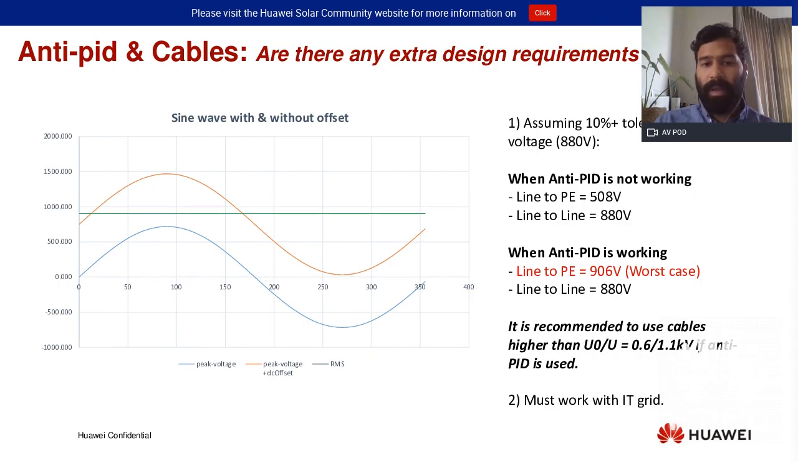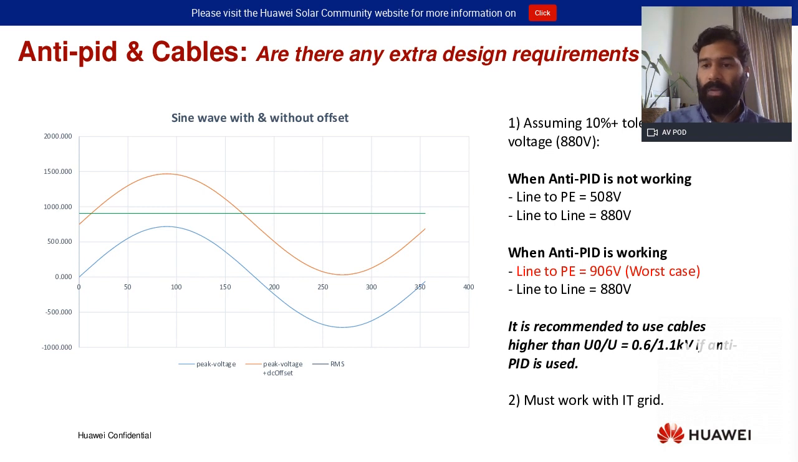But there are some design considerations if you do decide to use our AntiPID solution. The first one is that, as I was saying, we increase the AC voltage on the ground side, on the neutral. So you have an example here. Under normal circumstances, this will be around 800 volts and 500 volts with a 10% tolerance. But if the AntiPID module is working, the line to PE voltage will increase very close to 1,000.